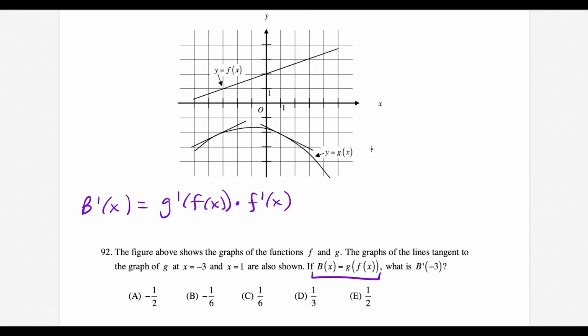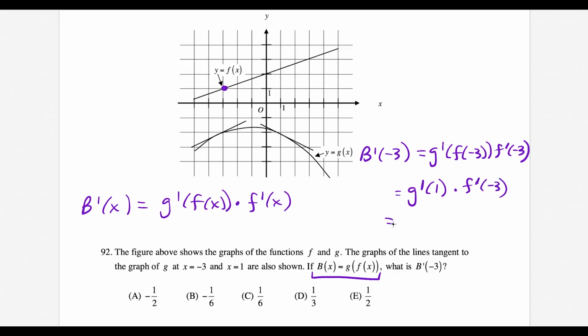So what we're looking for here, b prime of -3, is going to be equal to g prime of f of -3 times f prime of -3. So this is what we're looking for here. Now we just have to go looking at the graph. So f of -3, here's the graph of f. F of -3 is equal to 1. So far we have this is equal to g prime of 1 times f prime of -3.